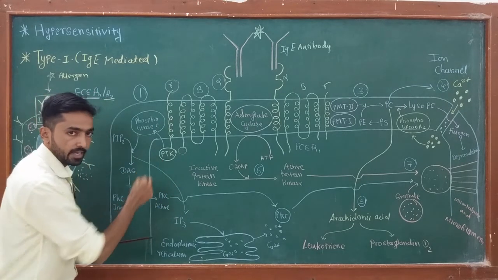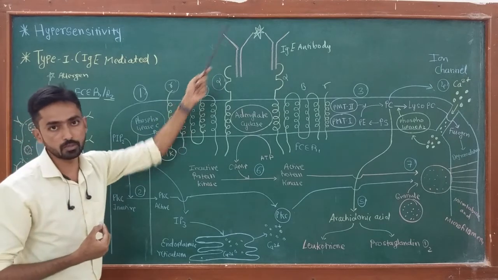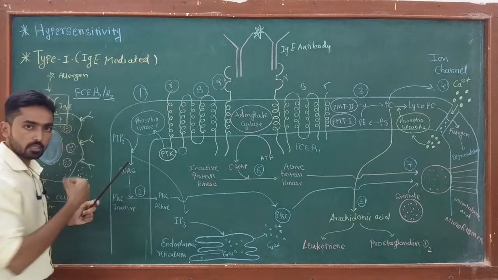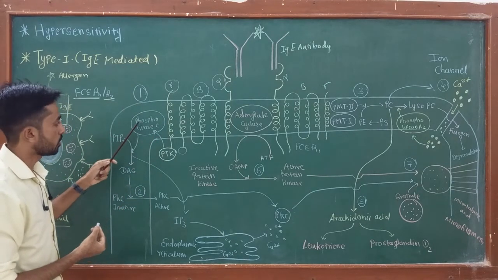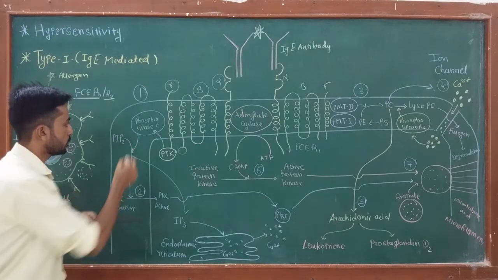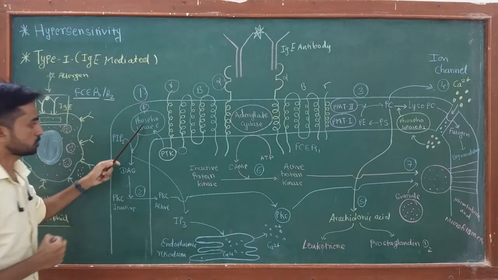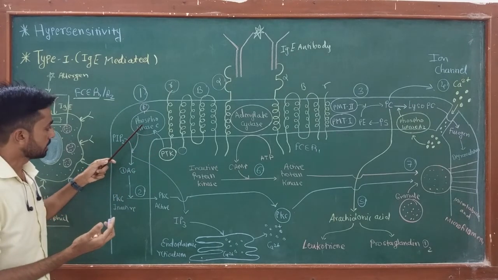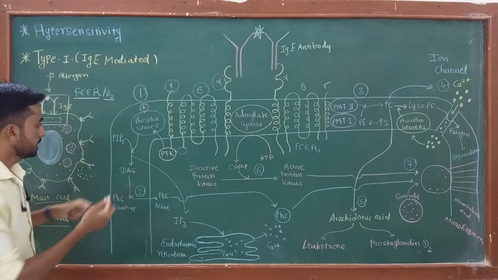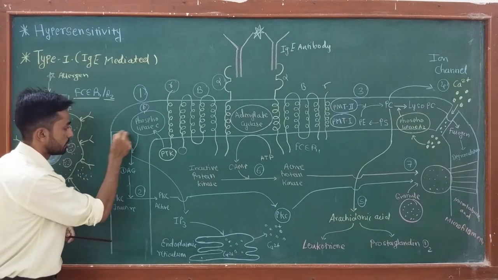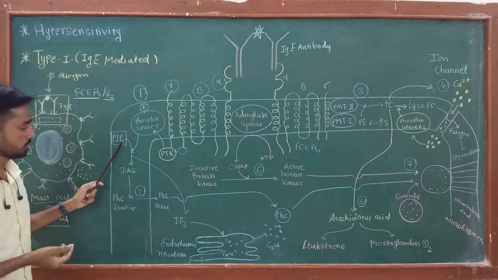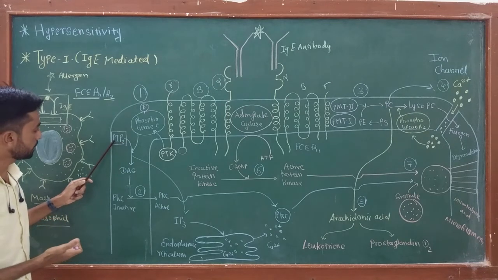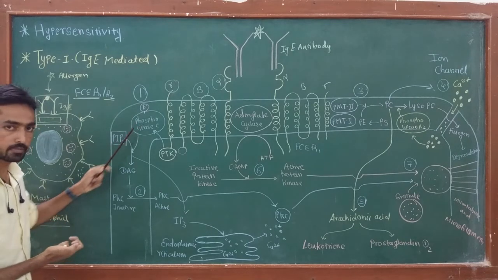Okay, once this PTK gets activated due to cross-linking of the allergen, it is going to phosphorylate another protein which is present in the cell membrane, called phospholipase C. Due to phosphorylation of this phospholipase C by PTK, the phospholipase C is activated. The substrate of this phospholipase C is PIP2. This is phosphoinositol 4,5 triphosphate, or diphosphate, sorry. Okay, this PIP2 is the substrate of phospholipase C.